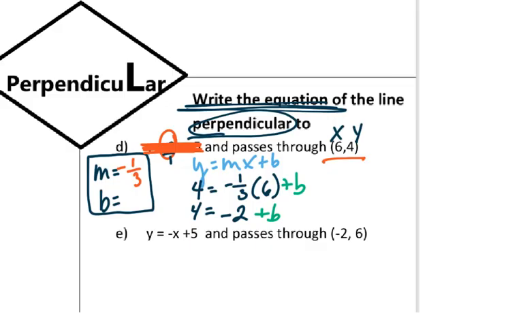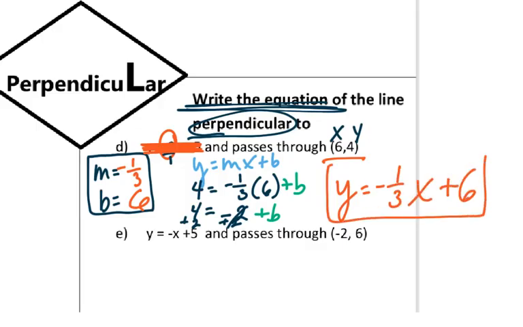So now to solve for b, we need to get b by itself, so we're going to add 2 here, and we're going to add 2 here. 4 plus 2 is the number 6. I have a slope. I now have a y-intercept. My perpendicular equation that passes 6 comma 4 is the equation y equals negative 1/3 x plus 6.